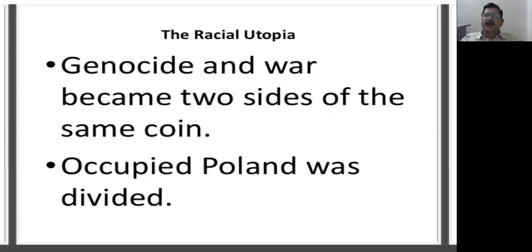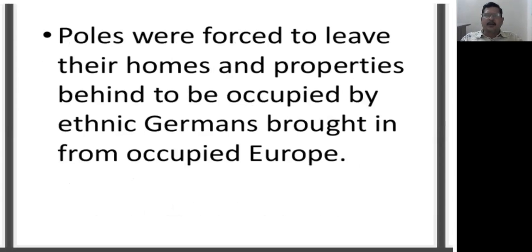Occupied Poland was divided. Hitler occupied a part of Poland and he used all his punishments in that area. So Poland was divided, and genocide and war, as you know, the Second World War started. Polish were forced to leave their homes and properties behind to be occupied by ethnic Germans brought in from occupied Europe. So from any other parts of Europe where Germans were living, he brought them back and gave them part of Poland to live in, and Polish people were removed from their homes and properties.